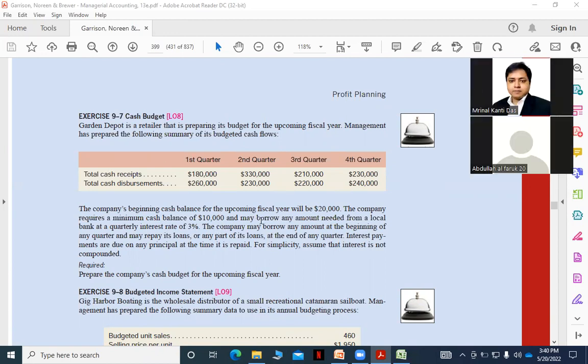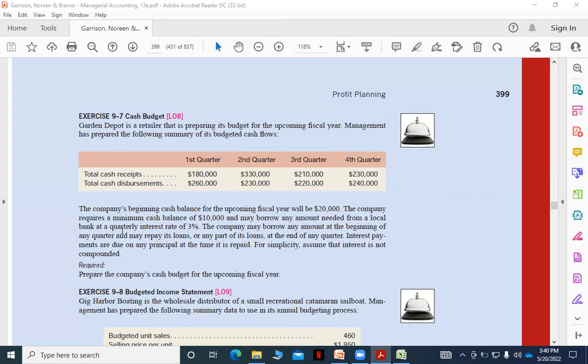So here you see, may borrow any amount needed from a local bank at a quarterly interest rate of 3%. So the interest rate is given, quarterly it is 3%. This is given on a quarter basis: first quarter, second quarter, third quarter, fourth quarter. And your interest rate is also given on a quarter basis.